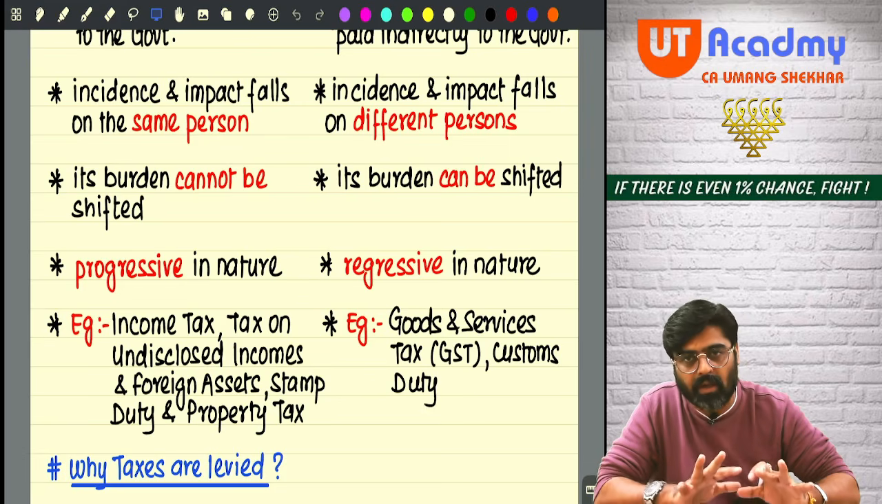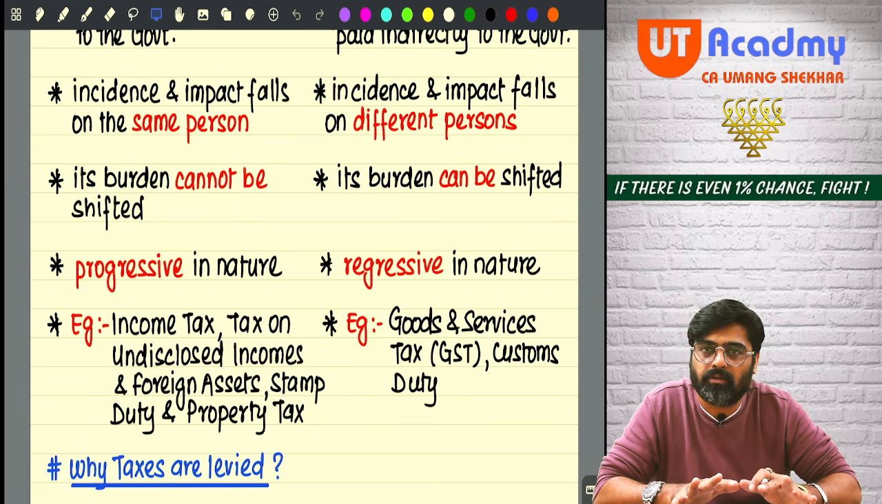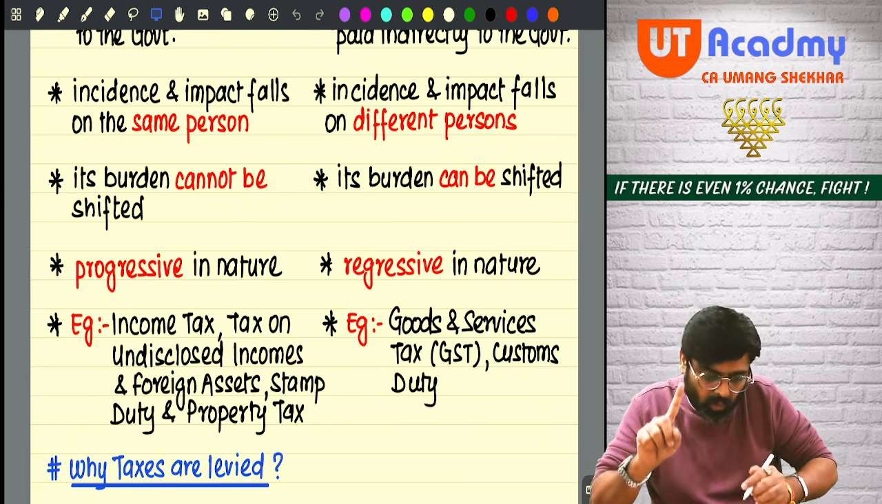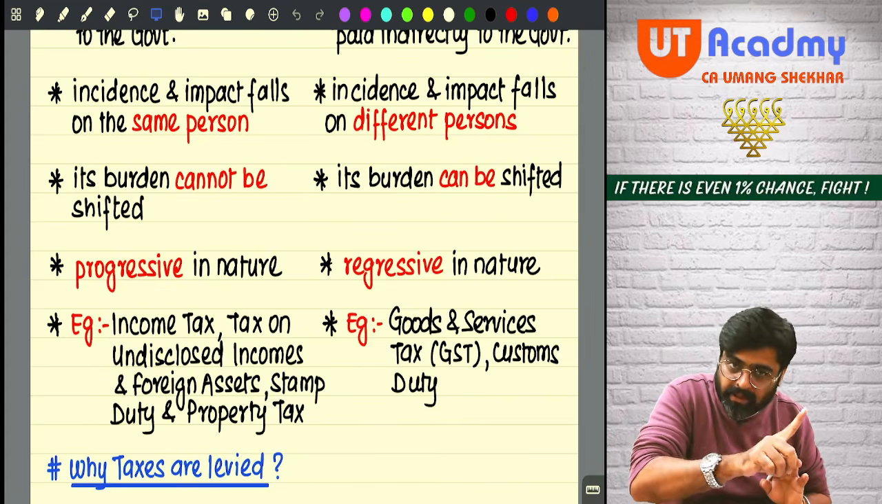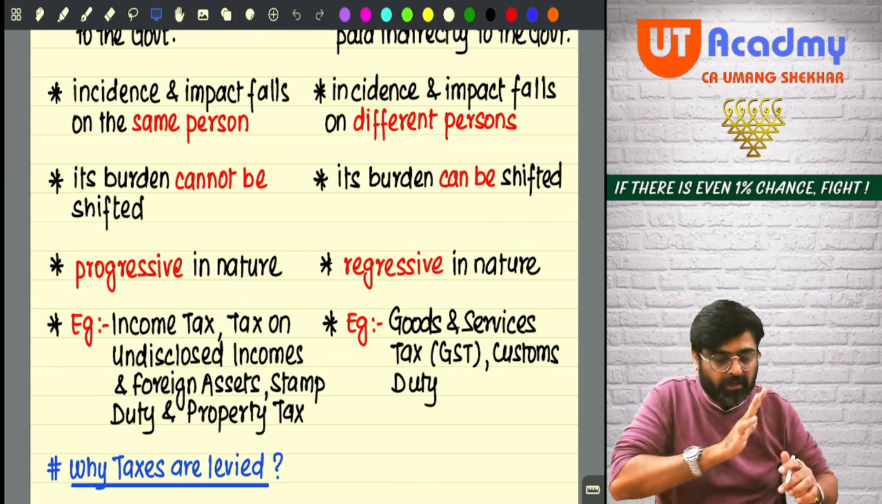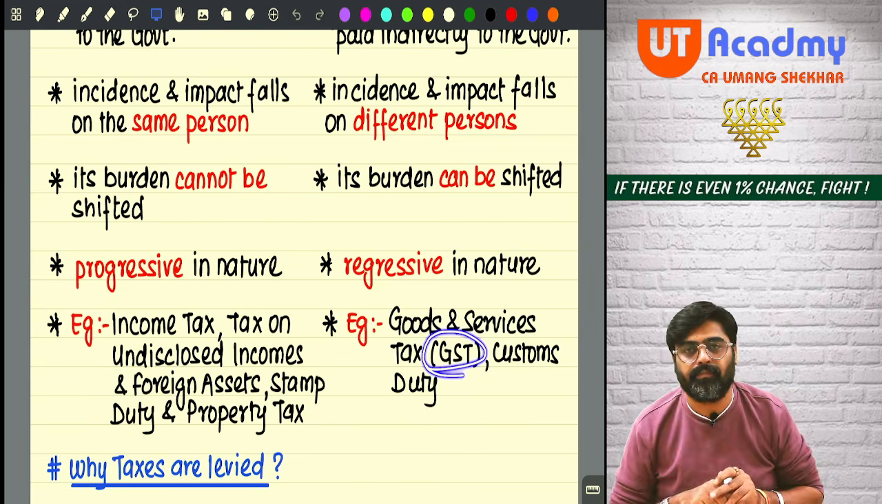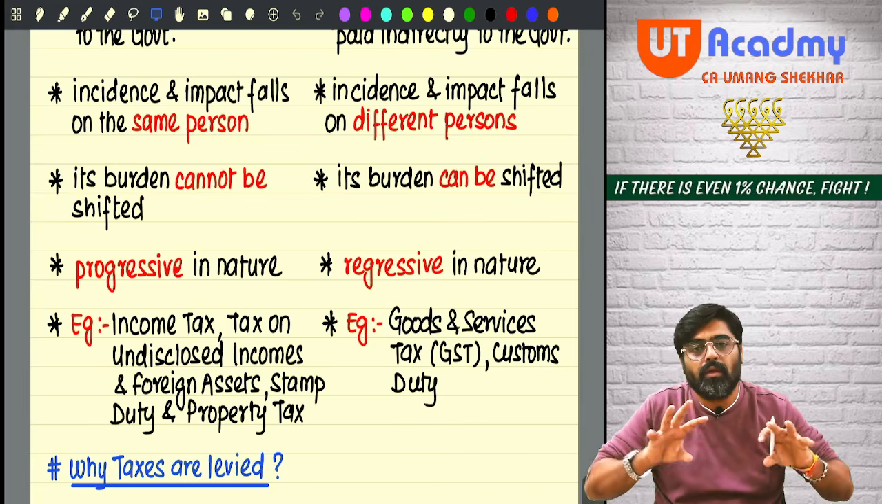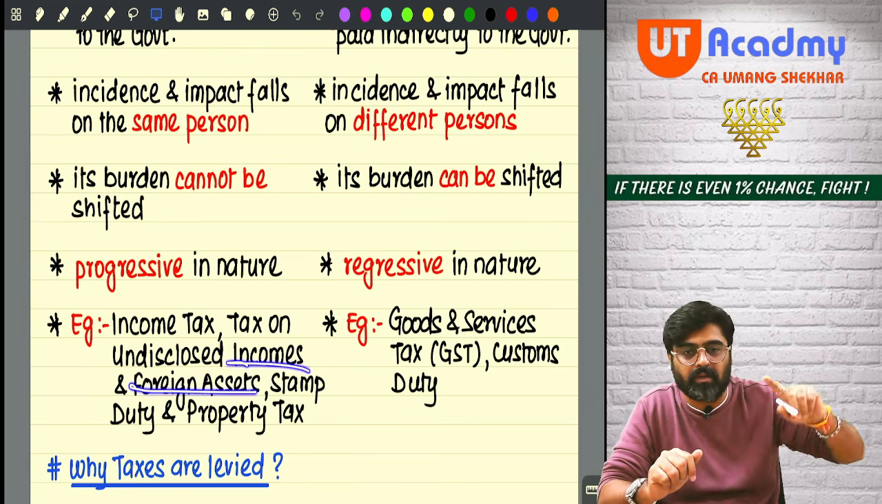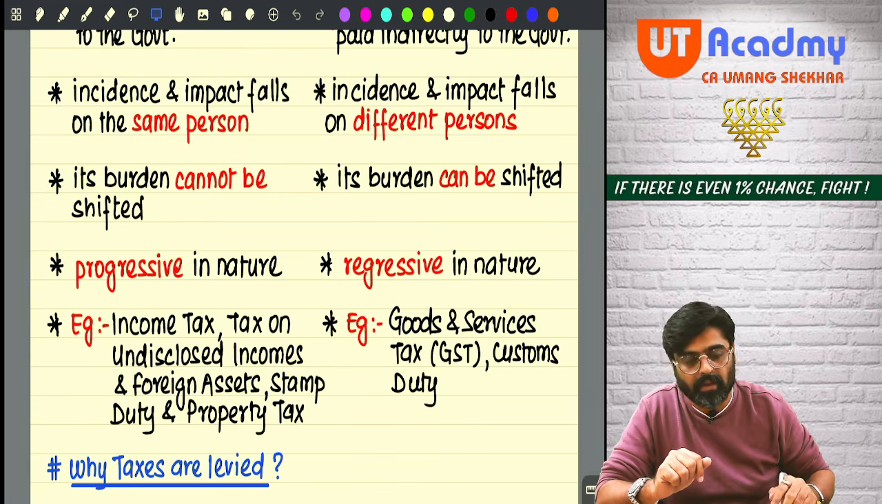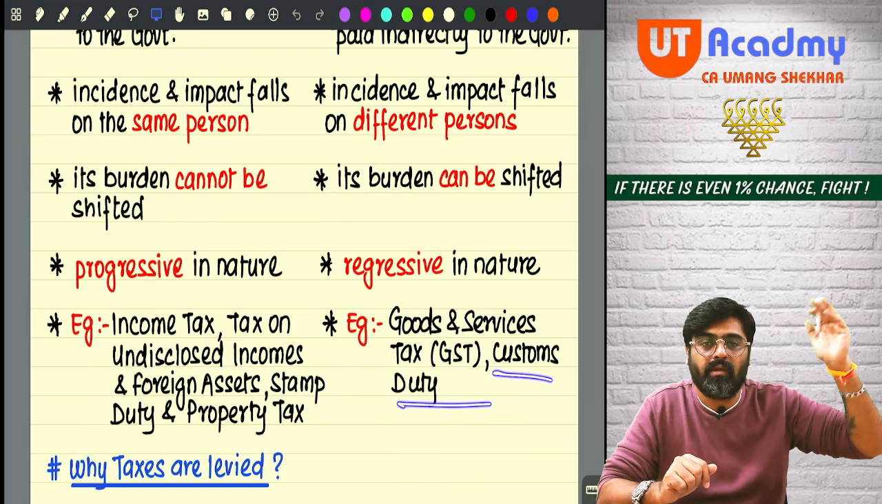Okay, but right now under the CA intermediate syllabus, you will be learning direct tax, and only income tax you will study. Under the inter syllabus, in your IDT syllabus, you will be learning only GST. Rest everything you will be learning in final CA. Taxes on undisclosed income and foreign assets you will be learning in final CA. Then customs duty you will be learning in final CA.